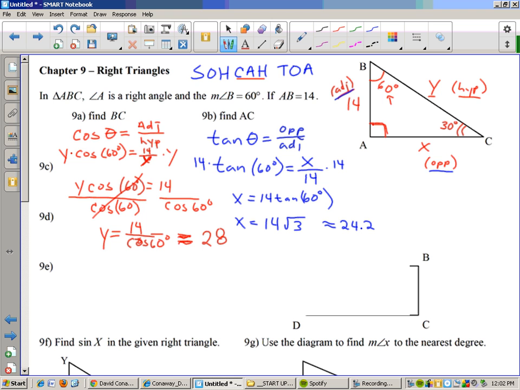Okay. And another way we could have done that is, since we'd already found this was 28 and we knew 14, we could use the Pythagorean theorem and get the same thing, 14 root 3, or 24.2.